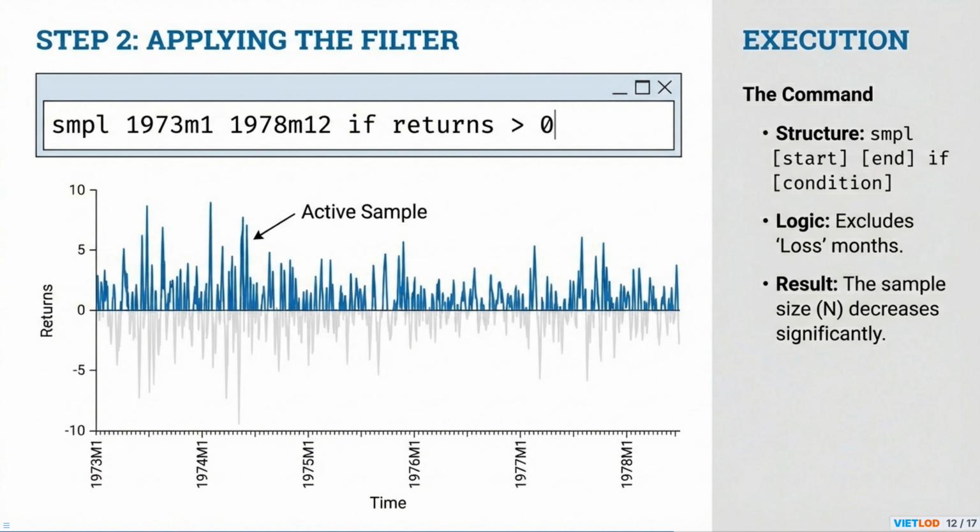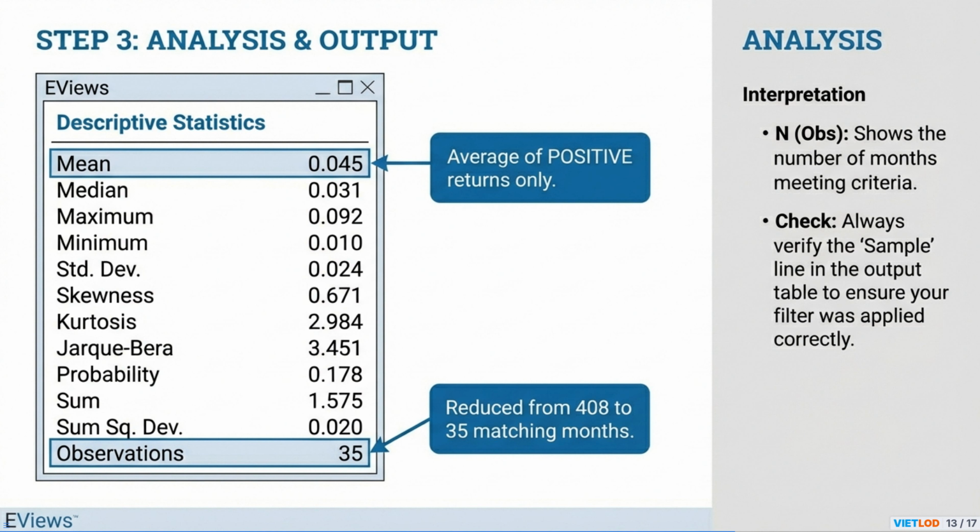Here is the command to achieve our goal. We type SMPL, followed by the start and end dates, then the if clause with our condition. The logic here is to exclude all loss months, which are any months where the value of the returns variable is not greater than 0. After running this command, the number of observations in the active sample, which we denote as n, will decrease significantly as all the negative and zero return months are now filtered out.